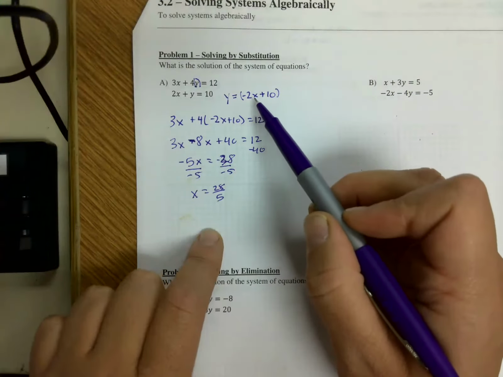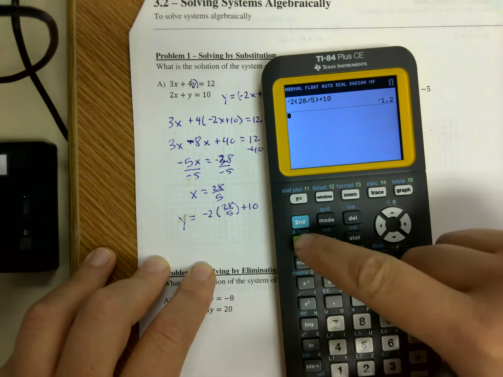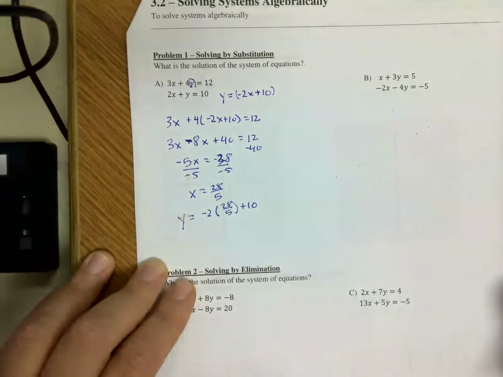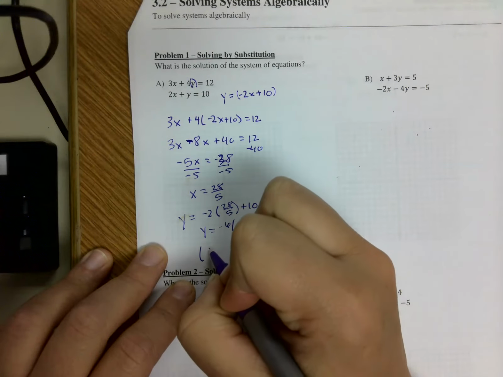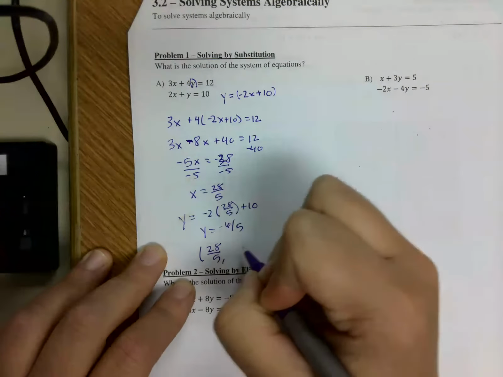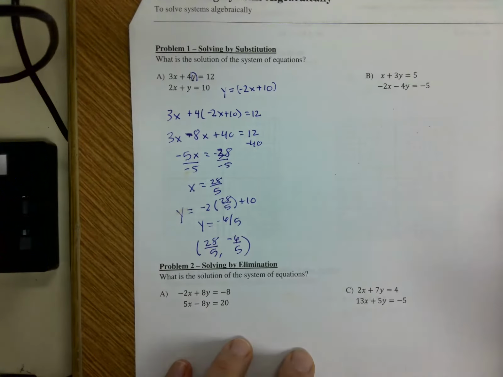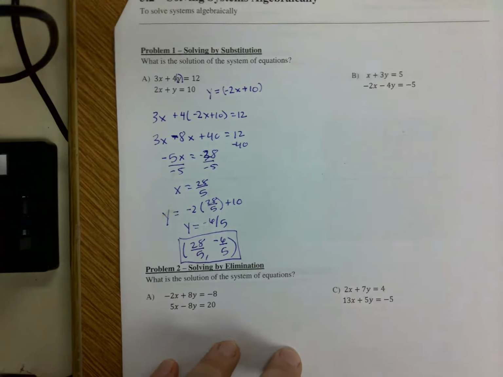I would not want to do this in my head. I want to do this in my calculator. So I'm going to have -2, make sure you push the negative button, parenthesis 28 divided by 5, parenthesis plus 10. I'm going to change that into a fraction, so I'm going into math, enter, enter, so -6 fifths. When you write this as a final answer, you want to make sure you write 28 fifths and -6 fifths as an ordered pair, because this is a spot, if I were to graph both of these two lines, that they cross each other.